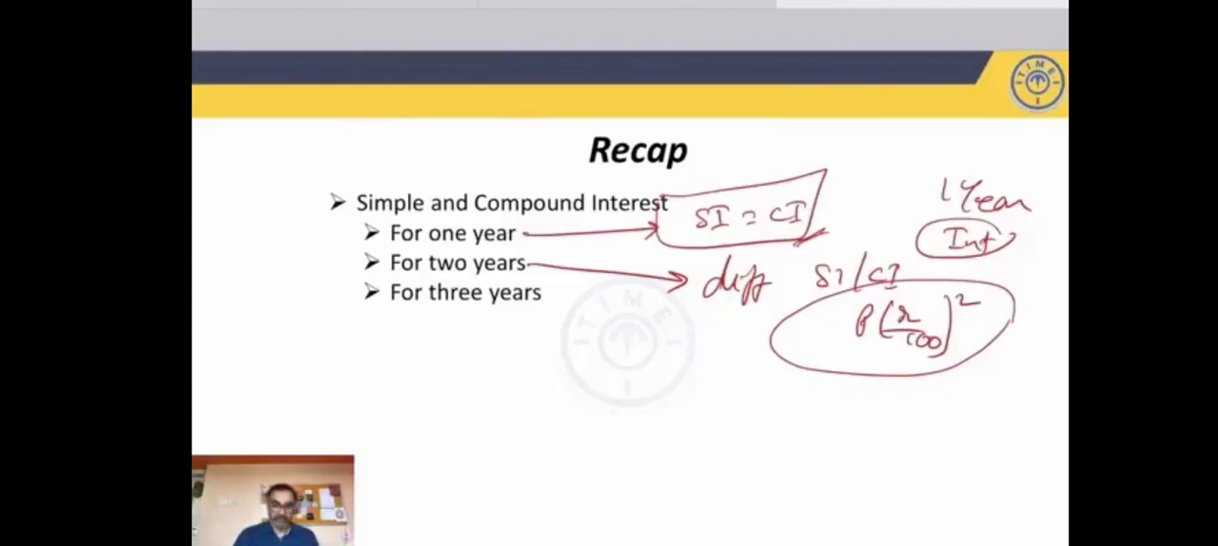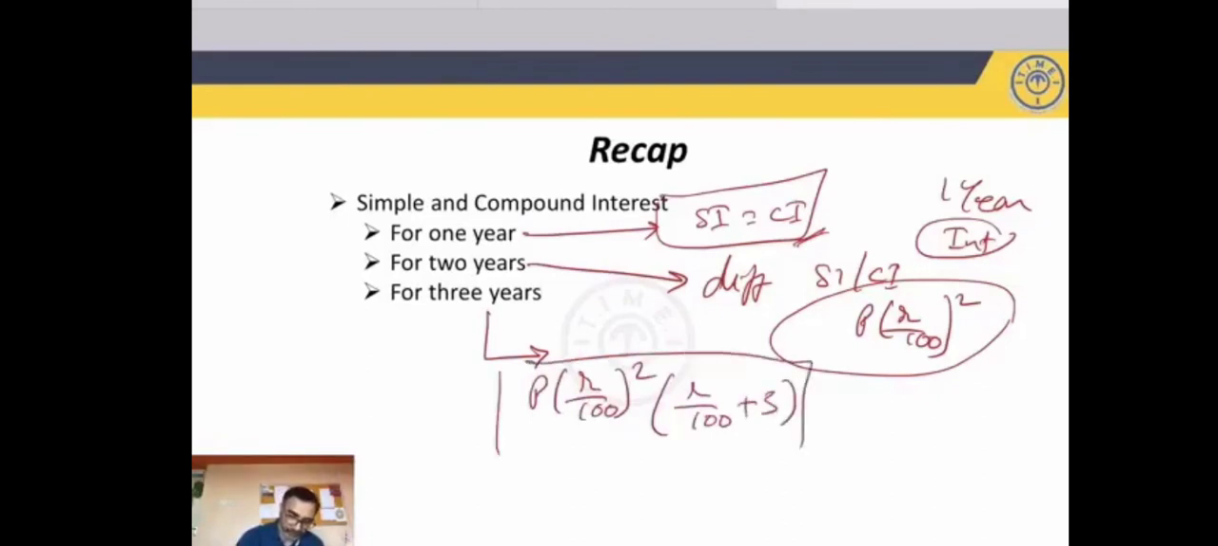Okay friends, now what is the difference between SI and CI for 2 years? For 3 years, the difference between SI and CI is P into (R by 100) whole square into (R by 100 plus 3). This is the difference between simple interest and compound interest for 3 years. Either you can use a formula or you can calculate by the standard method.